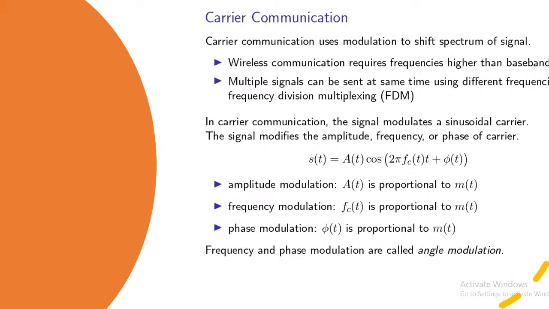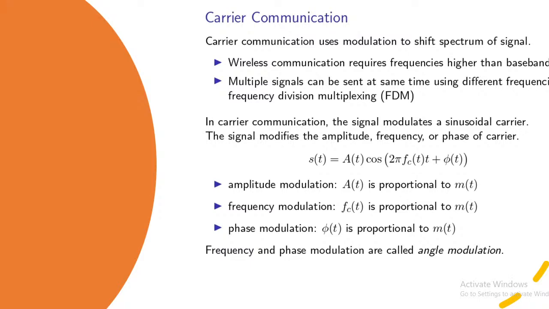In carrier communication, the signal modulates a sinusoidal carrier. Signal means the baseband signal, or the message signal, that modulates the sinusoidal carrier. Modulation is what you understood in the last class. We discussed that changing the characteristics of the carrier signal is modulation. So the signal will modify the amplitude or frequency or phase. These are the three characteristics of the carrier.